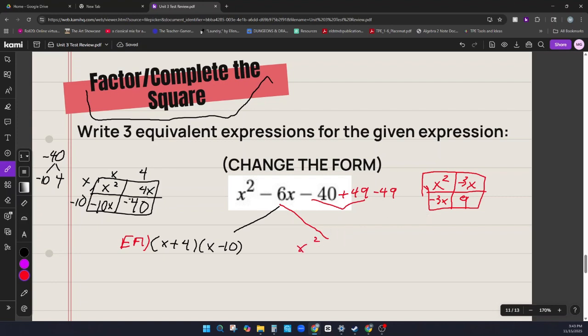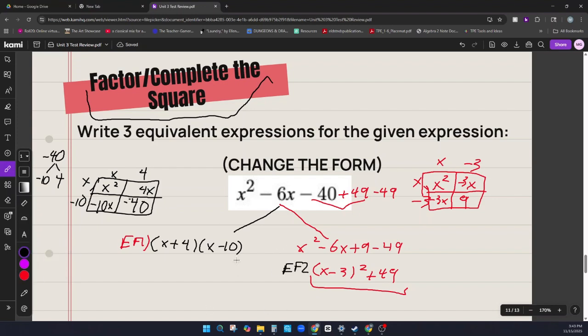So this will give me x squared minus 6x plus 9 minus 49, giving me x, because this will turn to x minus 3, x minus 3. It'll give me x minus 3 squared plus 49. And this is my other factored form. I mean, it's factored, but the factoring method is called completing the square. But this is my second form, so I'm going to call this EF2.